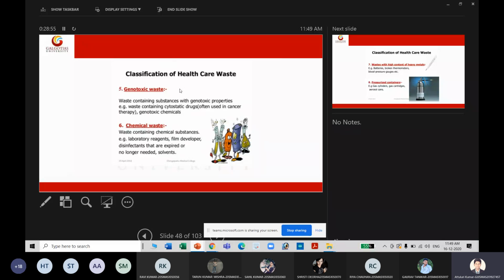Genotoxic waste includes cytotoxic drugs which are used in cancer therapy. All cancer drugs are cytotoxic drugs. So waste containing substances with properties of destroying human DNA, for example cytotoxic drugs such as the drugs used in cancer therapy. Cytostatic drugs are the drugs which will kill cells.